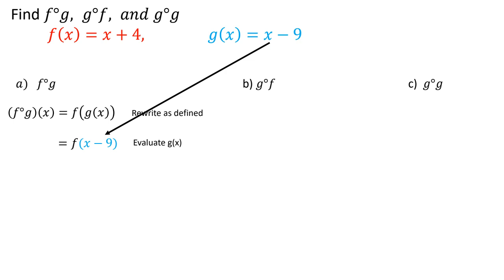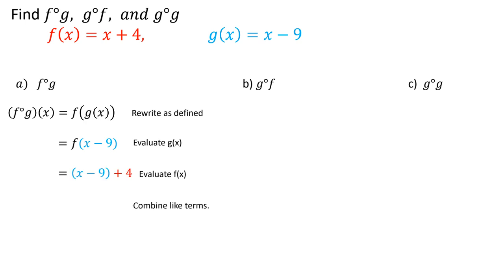This is the function. Okay, so the function f belongs to this. So I'm going to write my function f, which is x plus 4. I'm evaluating this x minus 9 plus 4. So again, this is already simplified, so I can drop the parentheses and combine my like terms. So negative 9 plus 4 is going to give me a negative 5. So the composite of f composed of g is going to produce x minus 5.